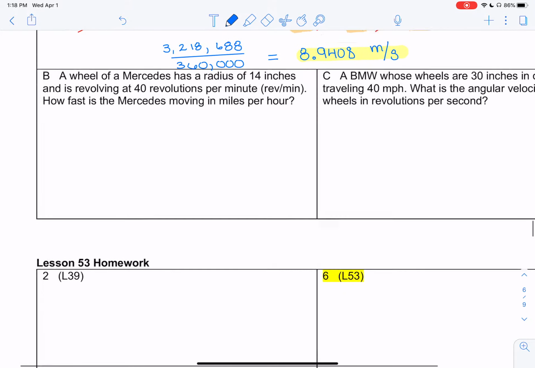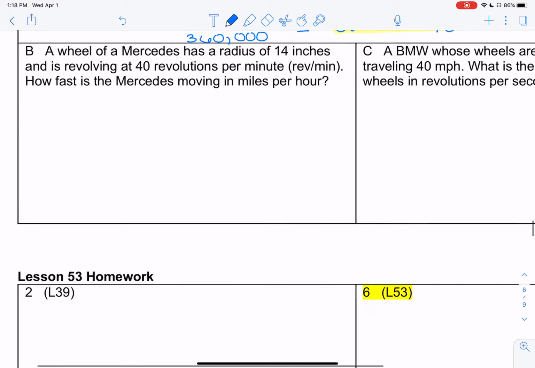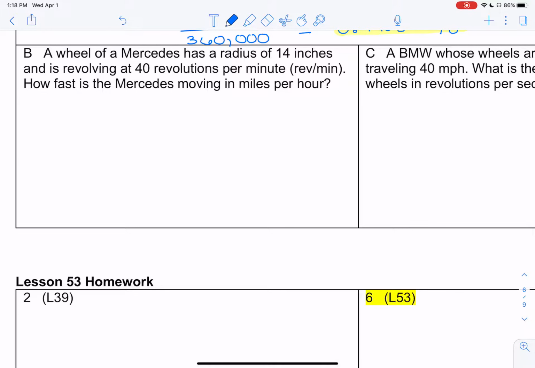Question B. We're comparing the wheel on a Mercedes with a radius of 14 inches, and it's revolving at 40 revolutions per minute. How fast is the Mercedes moving in miles per hour? So the first thing I'm going to do, step 1, is convert revolutions per minute over to radians per minute.